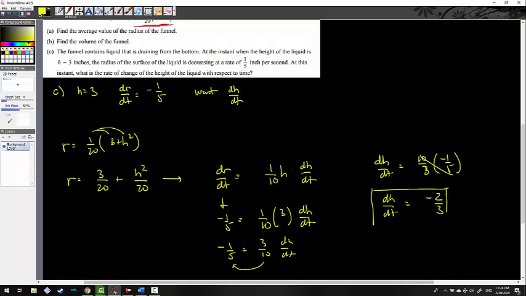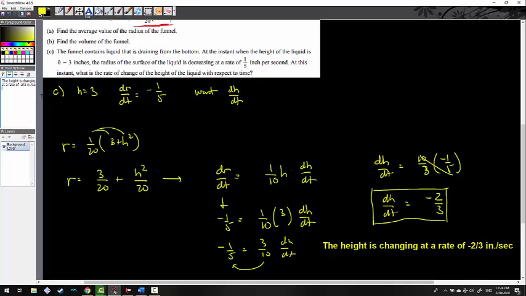And I believe that is going to be what wraps up this video. It doesn't ask you to justify anything, but if it did, you could say that the height is changing. If you wanted to keep the negative in there, the height is changing at a rate of negative 2/3 inches per second when h equals 3 inches.